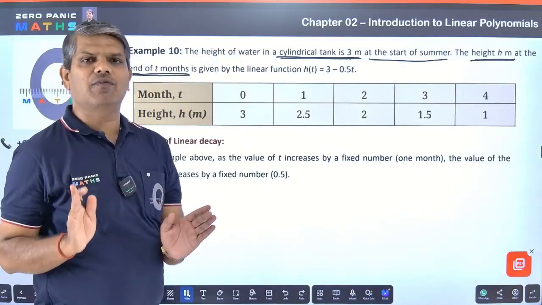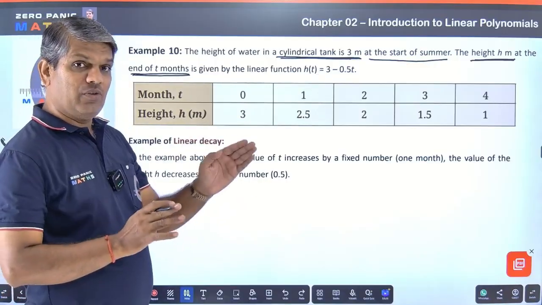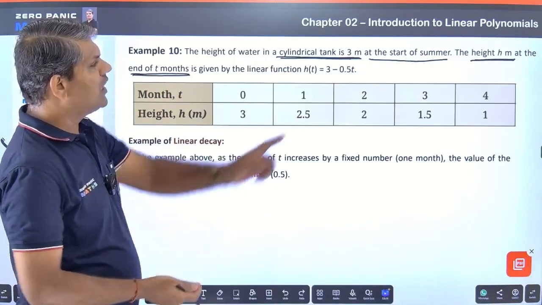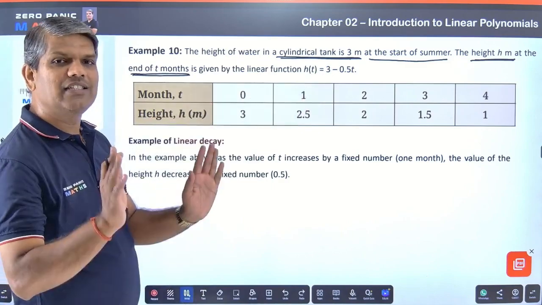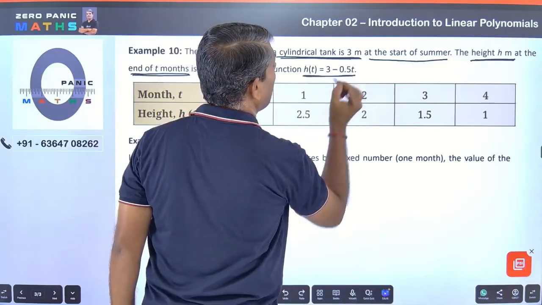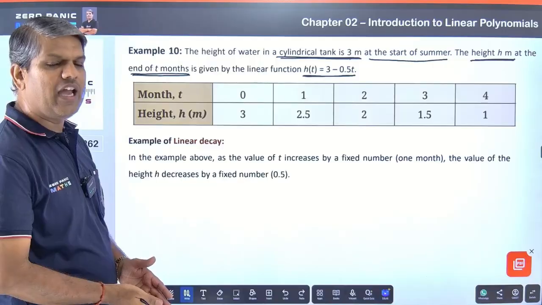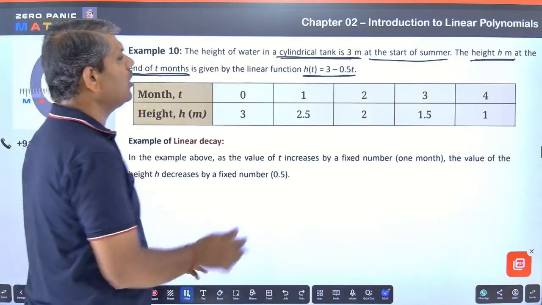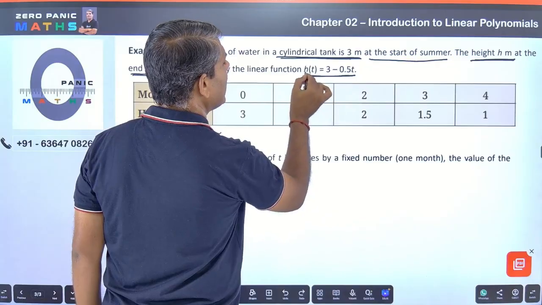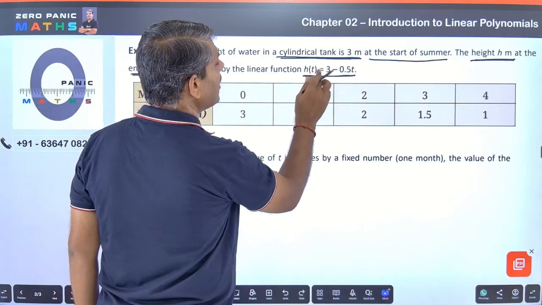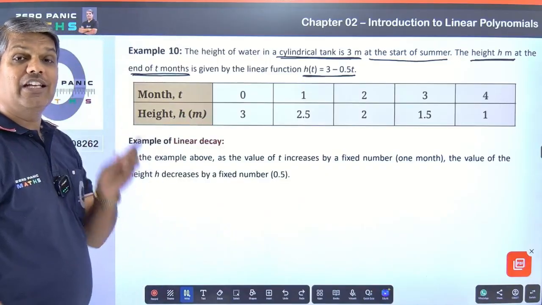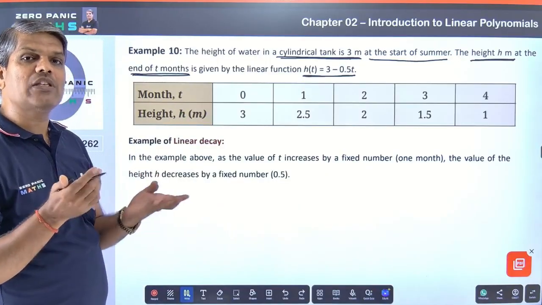So they have given a generic information here that when t months are gone in the summer, the height will be h meters. This generic information is given by a linear function. What is the linear function to calculate the height after t months have gone? The equation is h of t, the height after t months, which is equal to 3 minus 0.5 into t. What is 0.5? It is the constant decrease. You can say 0.5 is half a meter.